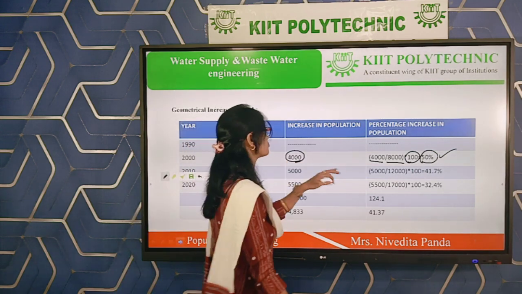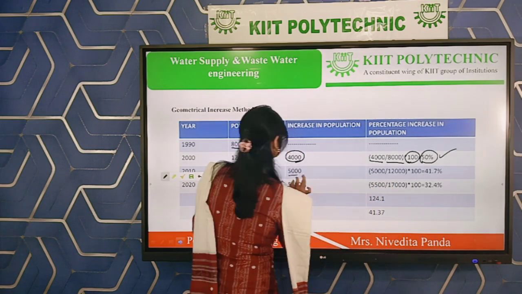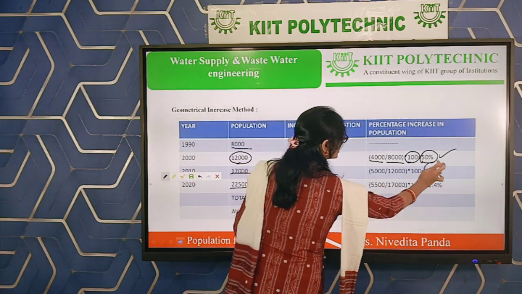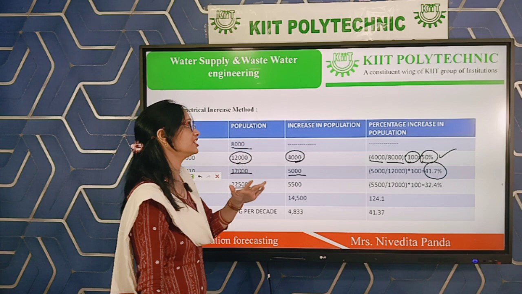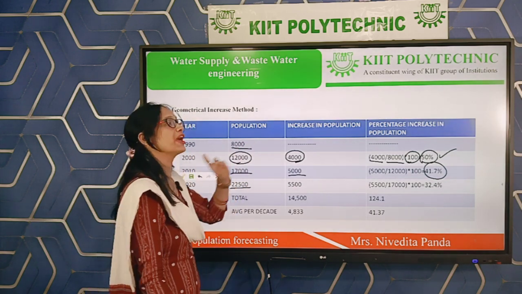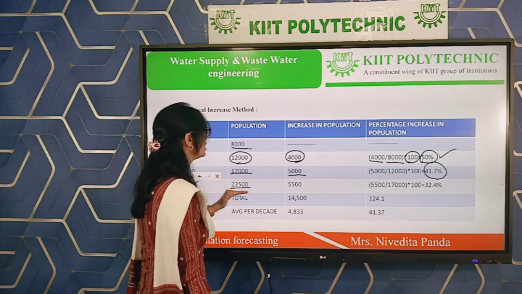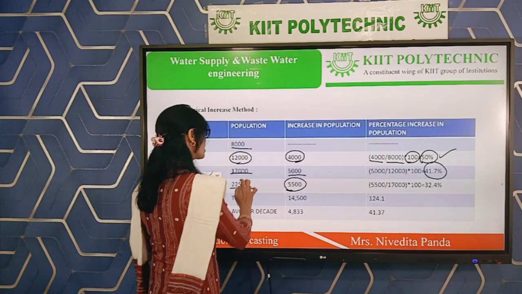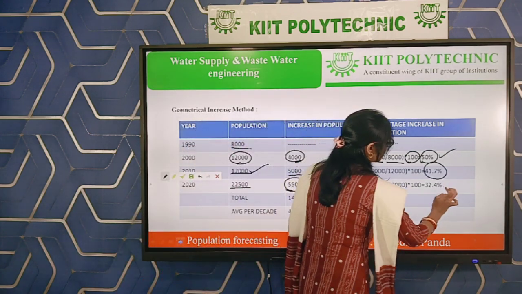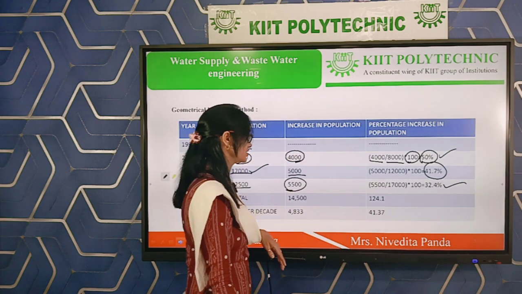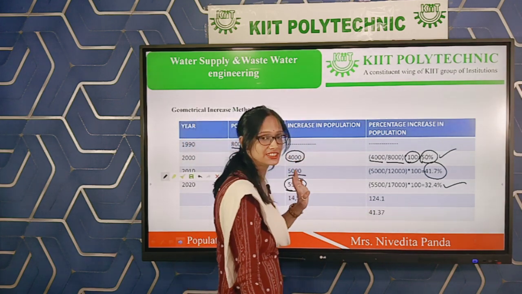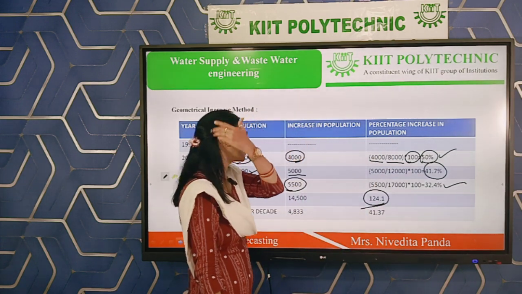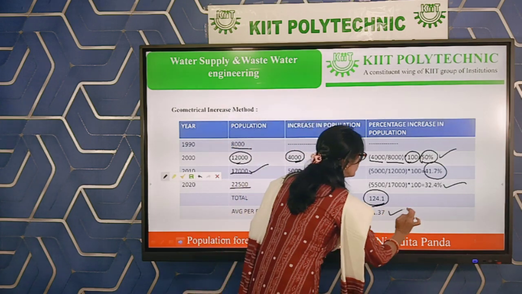According to this process, we repeat it again. 5,000 is the increase in population divided by 12,000, into 100, that is equal to 41.7%. That is the increase in population in 2010 as compared to 2000. In 2020 also, the population difference is 5,500, so 5,500 divided by 17,000 into 100, we get 32.4%. So what is the total percentage increase in population? We add all these values and get 124.1%, and the average per decade is equal to 41.37.